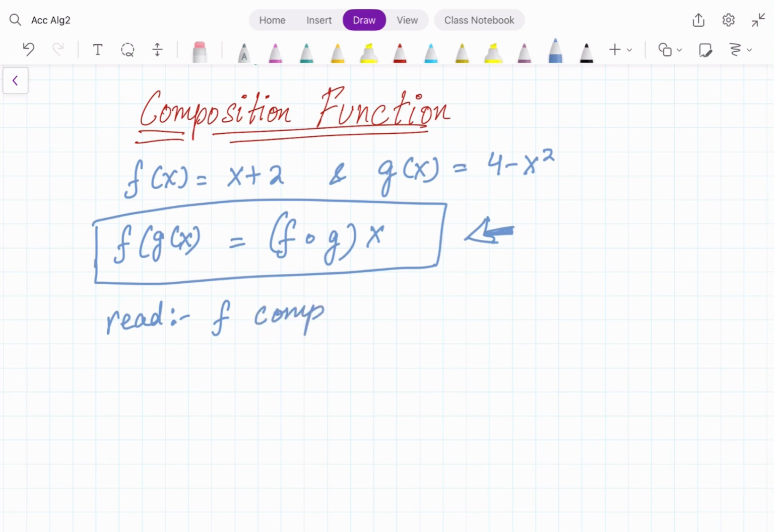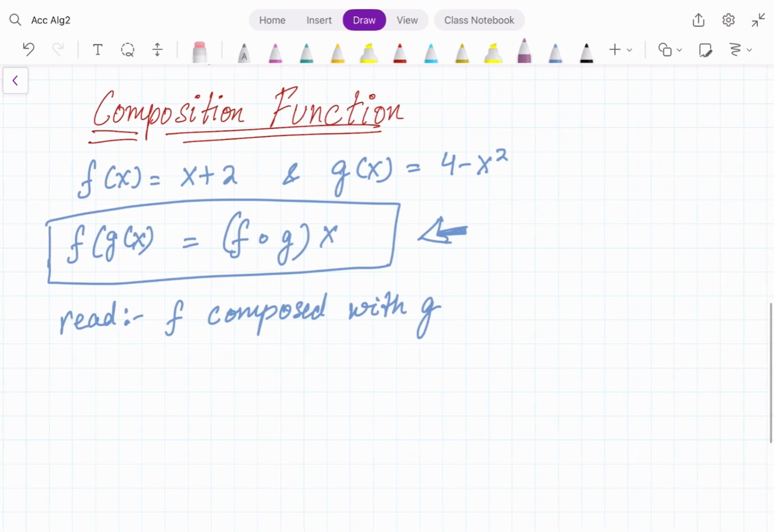Write it down here, because you need to be able to read it properly. Remember, f is the outside function and g is the inside function. So if I say f composed with g, that means g is inside. In this example, what is the inside function? 4 minus x squared, because g of x is 4 minus x squared. So 4 minus x squared becomes your new x. In the f of x function, I will replace x with 4 minus x squared.